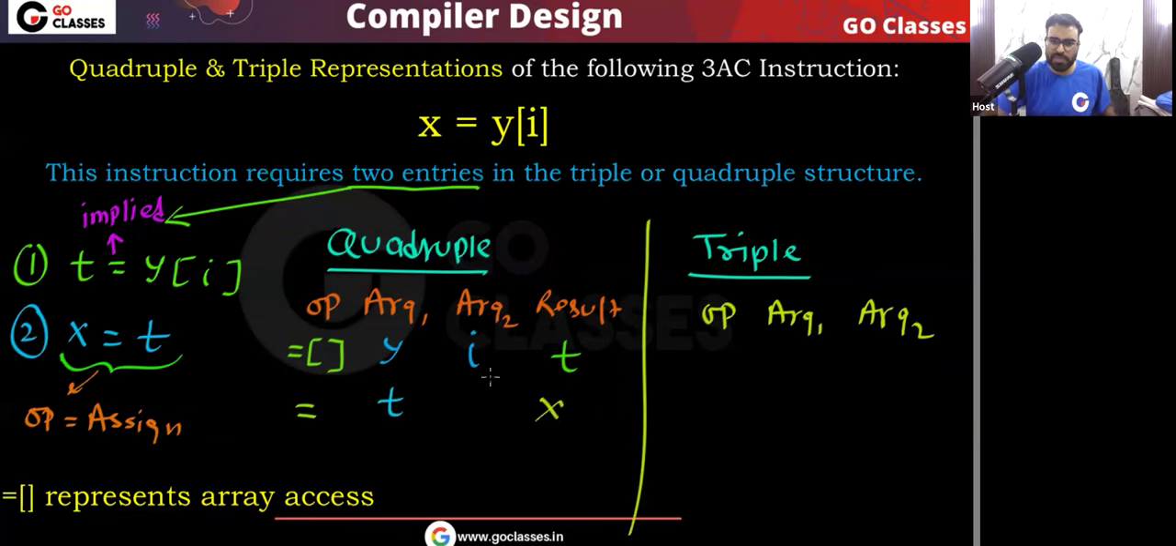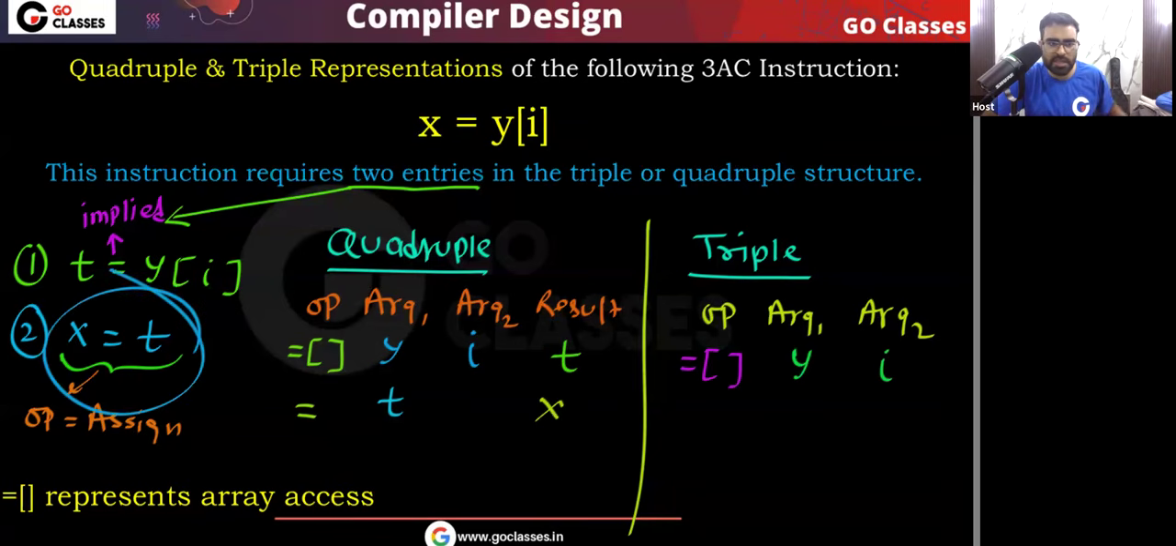Now let's see the triple representation. For this first statement, what will be the triple representation? The operator you already know, that is assign bracket, because this bracket is on the right side of the assignment. So this is the operator. What are the arguments? Argument 1, argument 2, these are y comma i. Argument 1 is y, argument 2 is i. And remember, there is no result field here. Also, we do not store the temporary variables in the triple representation. So very simple.